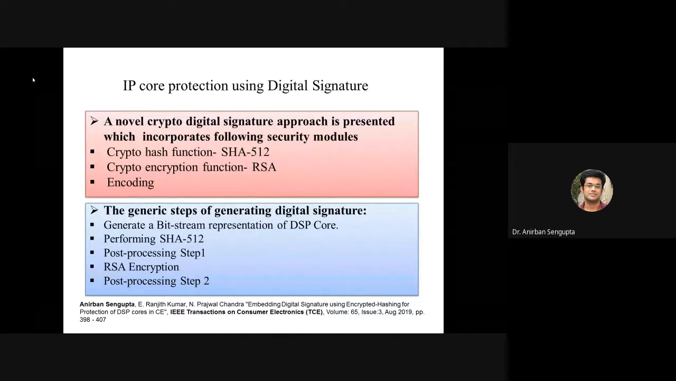The generic steps of generating a digital signature are to first generate a bitstream representation of the DSP code, then perform SHA-512 as post-processing step number 1, followed by RSA encryption as post-processing step number 2.